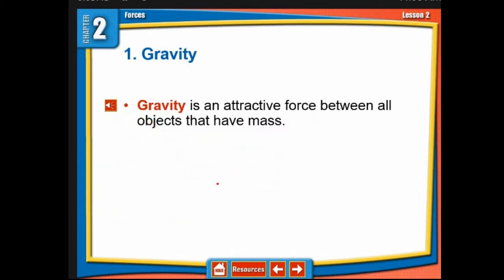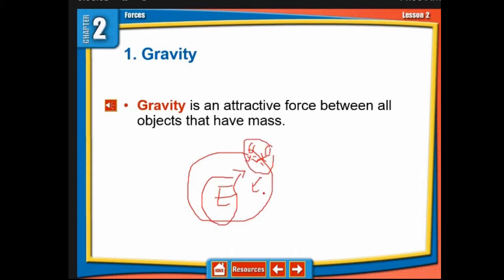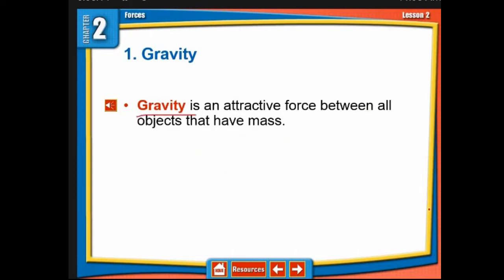Or let's just say us, like here on earth. This is the earth, and here we are. We both have mass. Forgive my drawing, by the way. So the Earth is attracted to us, while we are also attracted to Earth. There will be an additional explanation about this once we get to the law of acceleration and law of interaction. Nevertheless, that's gravity.